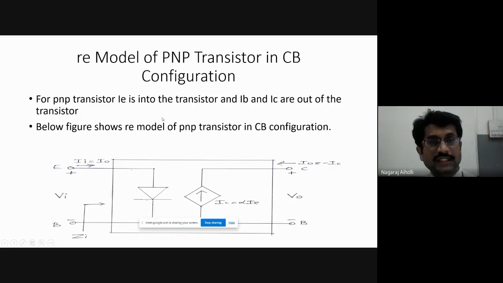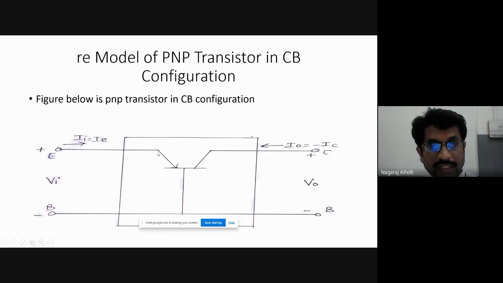For a PNP transistor, IE is into the transistor, and IB and IC are out of the transistor. If we look at this, IE is into the transistor, therefore it is positive. II is taken as plus IE, whereas the collector current is moving away from the transistor and hence it is taken as minus. I0 is equal to minus IC.